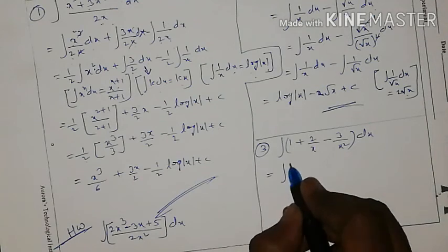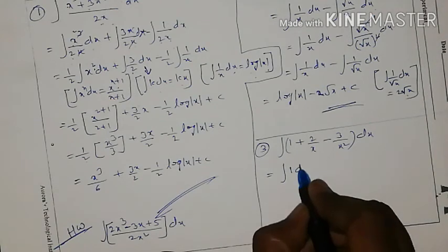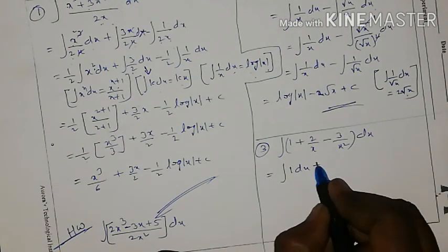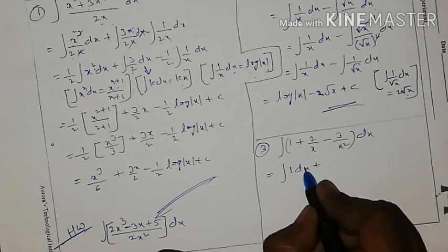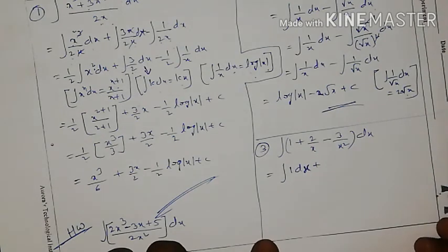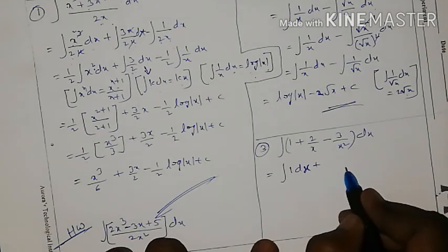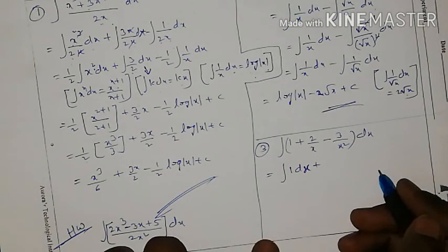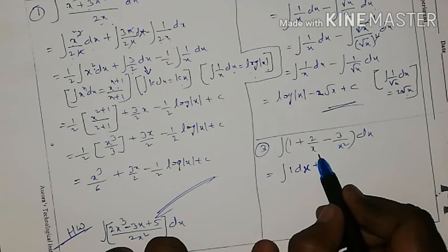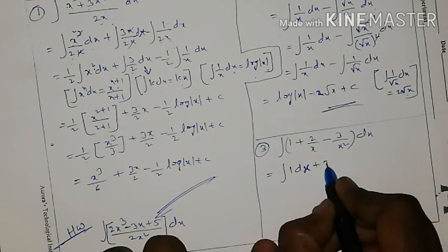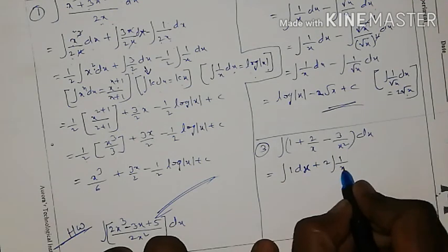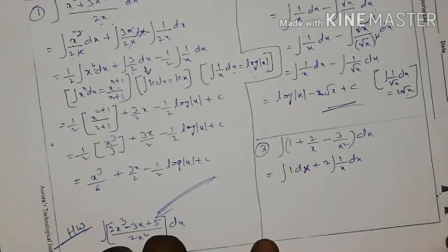What's the first term here? Integration of 1 dx. Plus this one, how can we write 2 by x? Integration of 2 by x, or 2 into 1 by x? Very good. Here 2 is the coefficient of which term? 1 by x. So take 2 outside: integration of 1 by x dx. Like this you have to write.